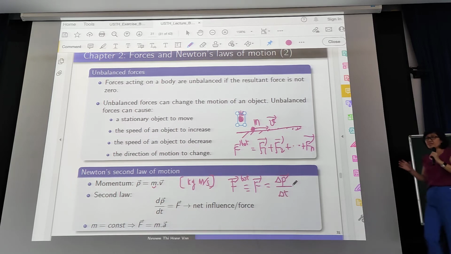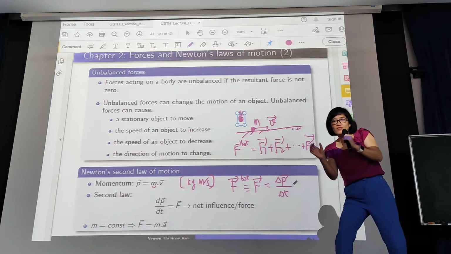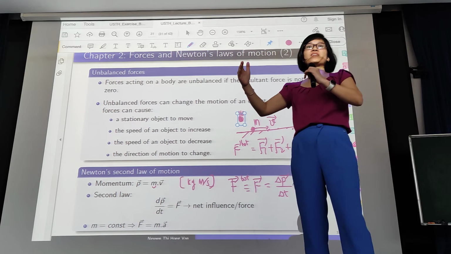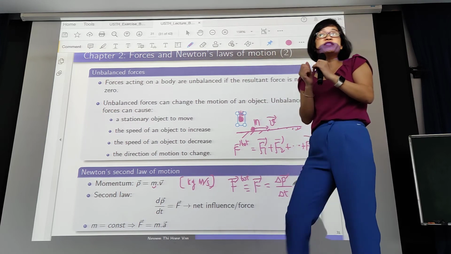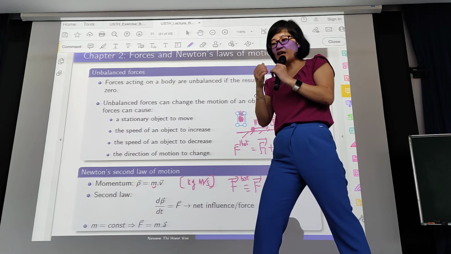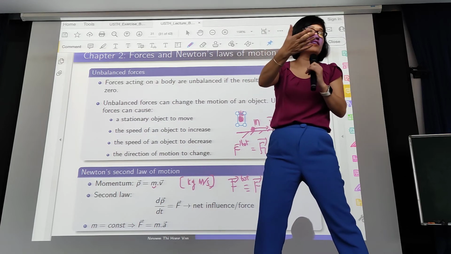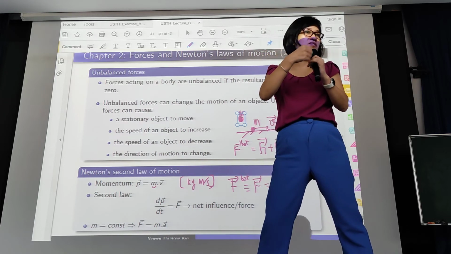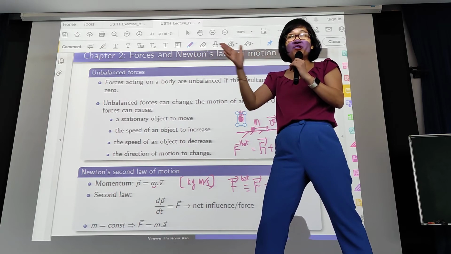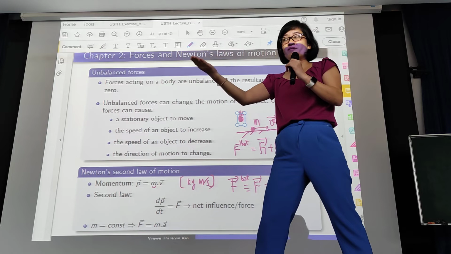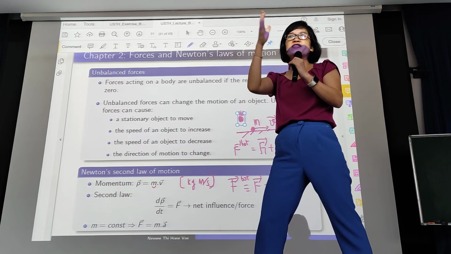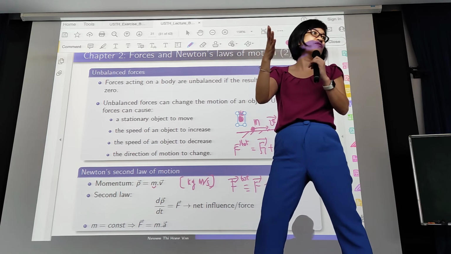So I'm acting some force on the object during some time period delta t. During this period, under the influence, it changes the velocity, and the velocity changes the momentum. How much the momentum changes per unit of time gives you the net force. Okay?